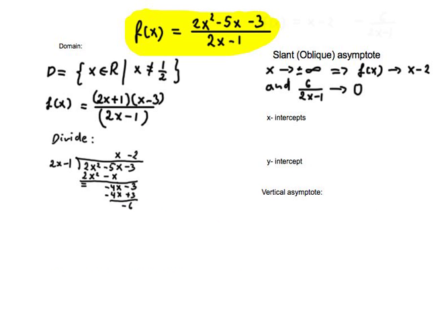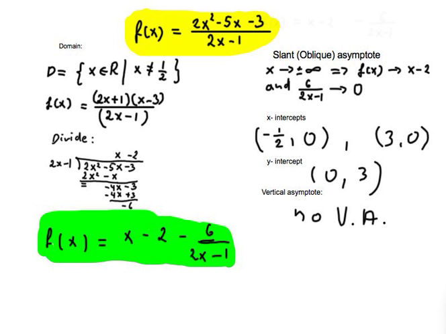So the new equation now looks like this one here, highlighted in green. X minus 2 minus this remainder, 6 divided by 2x minus 1. So x minus 2 suggests that this will be a line as x is increasing to very, very large values, or x is decreasing to very, very small numbers. So this is what is shown right here.